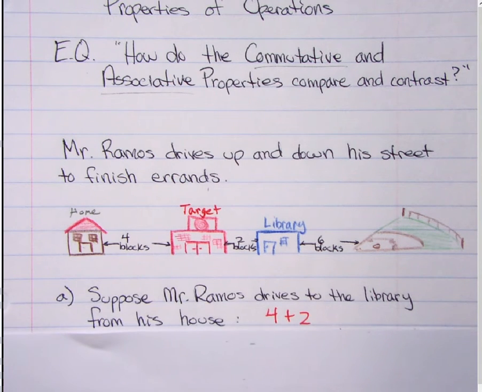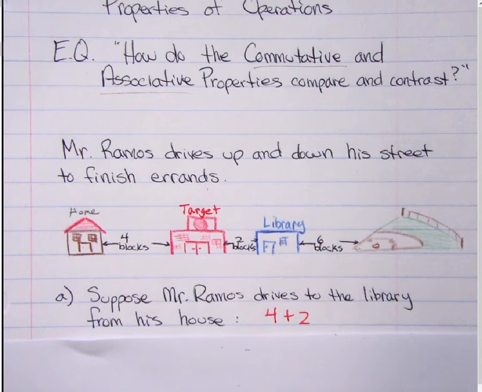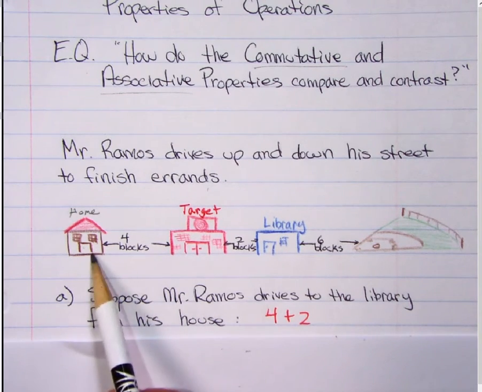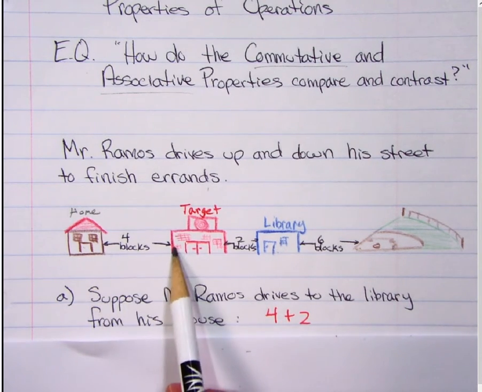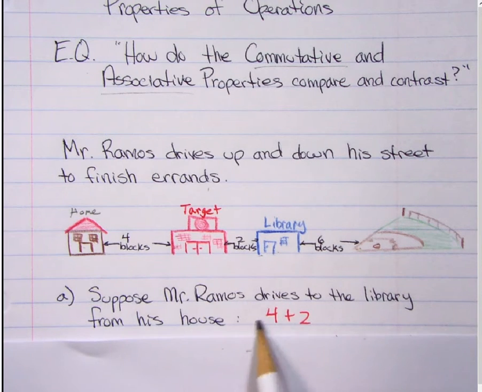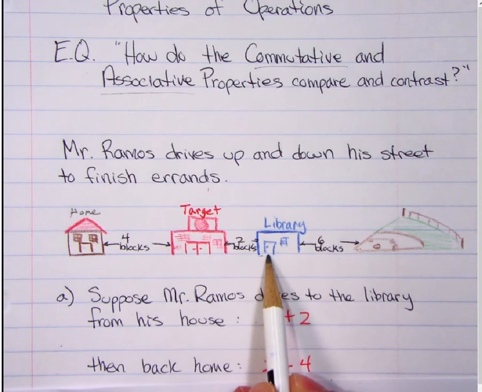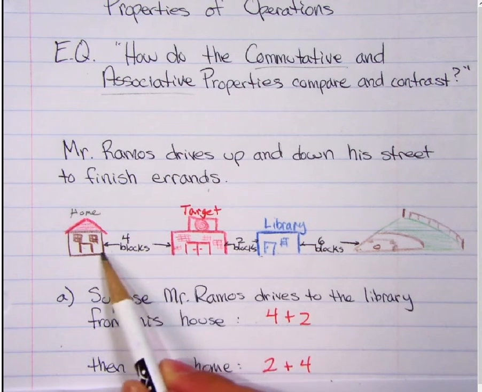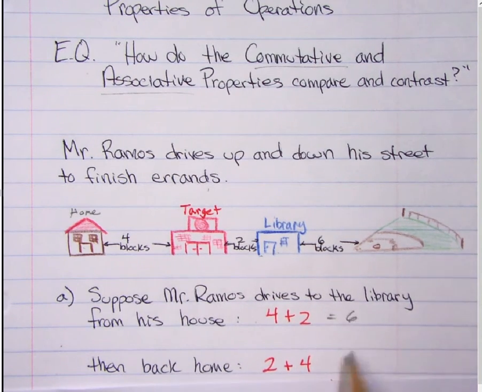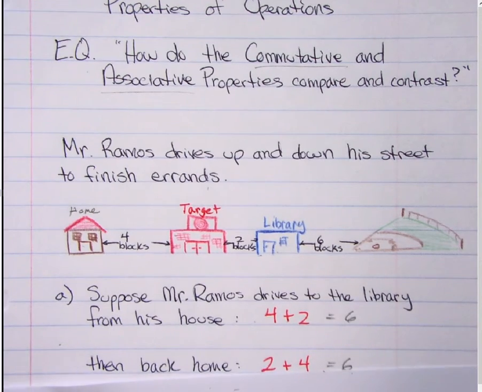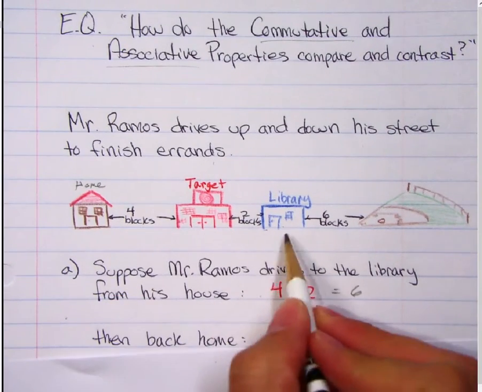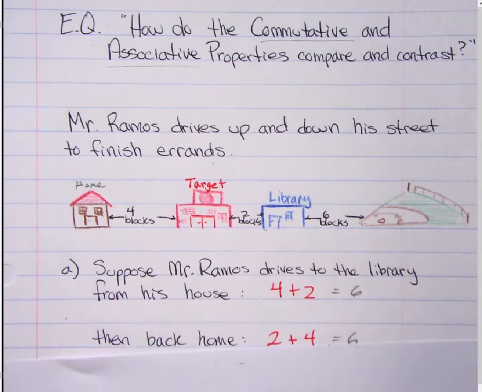Suppose Mr. Ramos drives to the library from his house. How could I express that? Well, from the house to the library, I'd go 4 blocks and another 2 blocks, so 4 plus 2. Let's suppose I go back home. Well, then I'm going to go 2 blocks and then 4 blocks. But if you notice, both of these equal 6 blocks. No matter if I go there or I go back, the order does not matter.